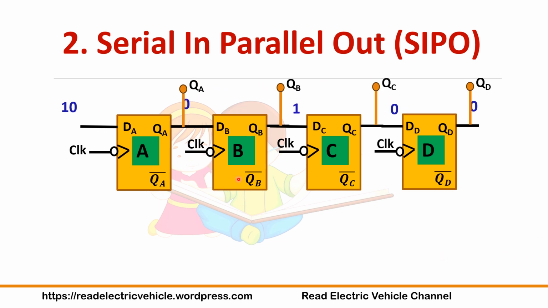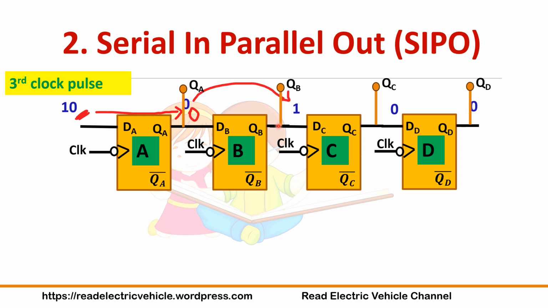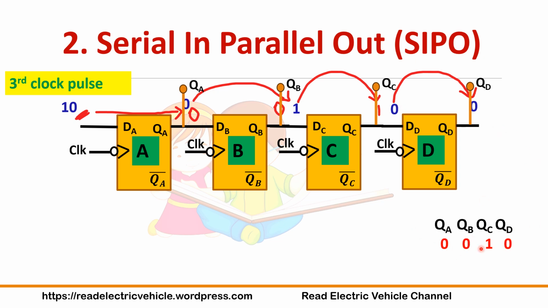Next we will give the third clock pulse. So the third bit will be entering this flip-flop. So 0 will be here, and this 0 will be moved here, and this 1 will be moved here, and this 0 will be moved here. So if you see the output, it is 0, 0, 1, 0. Okay, this blue color represents the previous value and red color represents the new value.